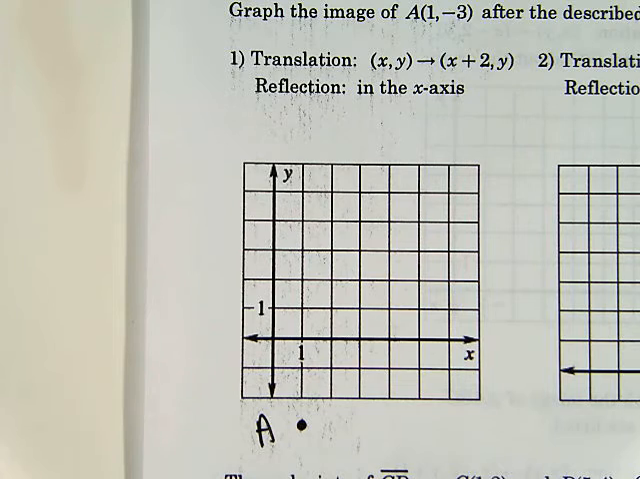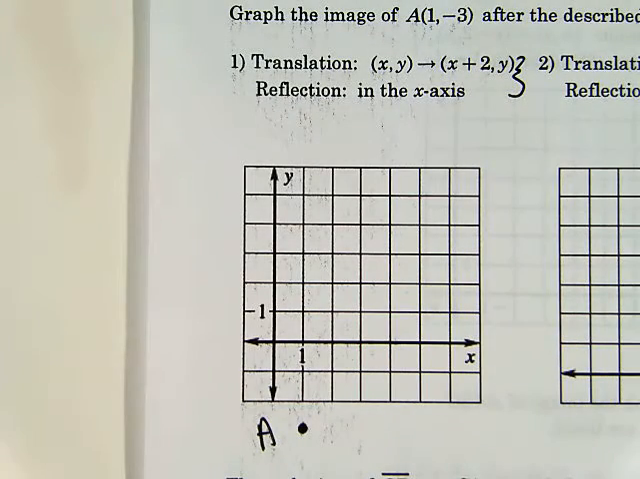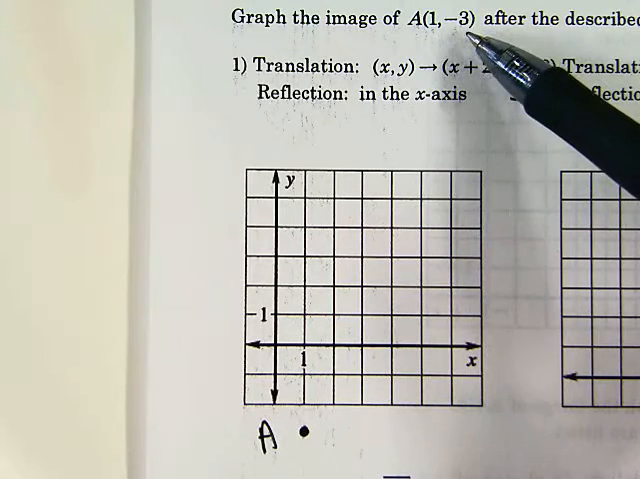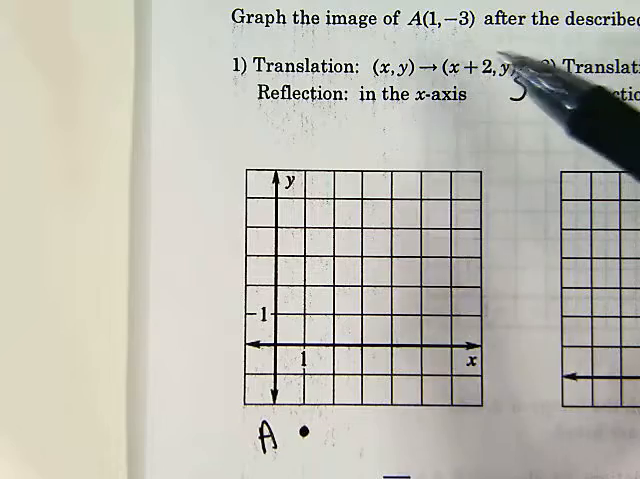Consecutive transformation means that we're going to be completing two transformations. So here we can see that we're doing both a translation and a reflection. At the top it gives us a point, A(1, -3), and we're going to be performing the translation first.